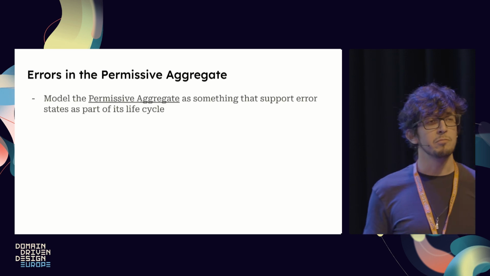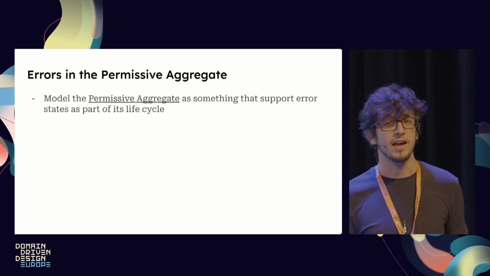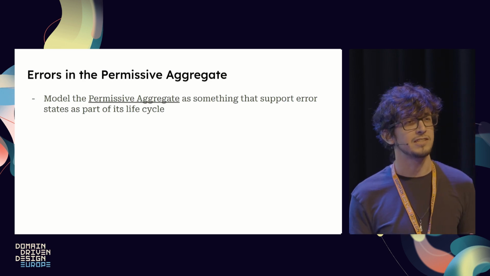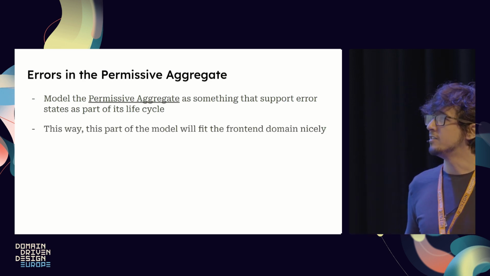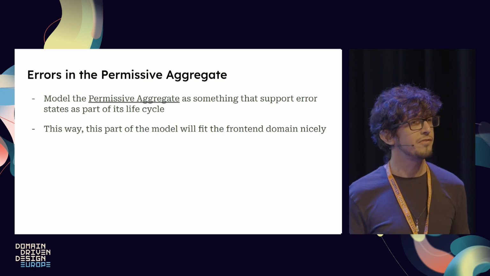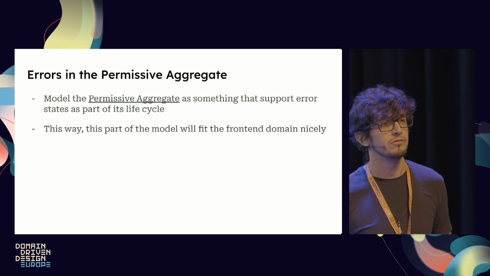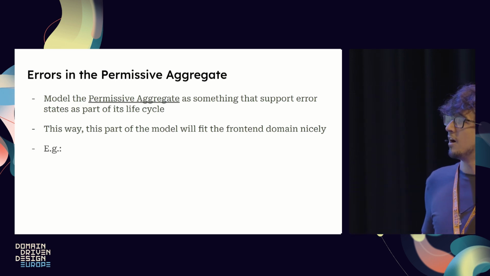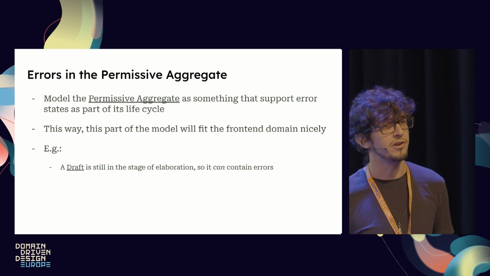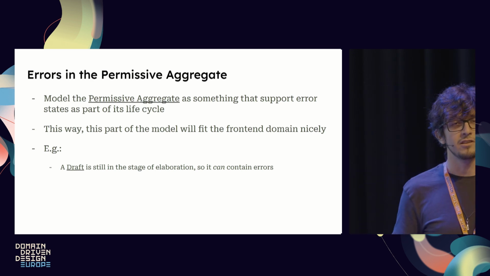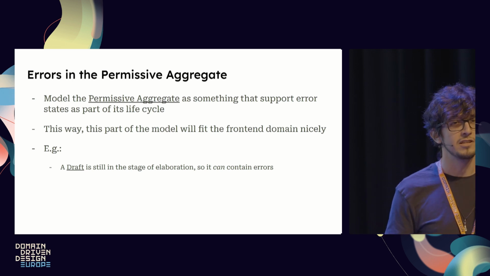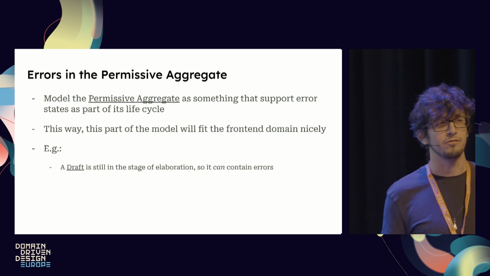The thing is that we should model the permissive aggregate as something that has error states as part of its life cycle, not something like an exceptional case. If you do it this way, you're going to see that that part of the model fits your domain model very nicely. For example, a draft is something that is still in a stage of elaboration. When it has an error, it's not an exceptional case or something that is broken. It means that as a draft, it's okay to have errors because this is part of its life cycle.